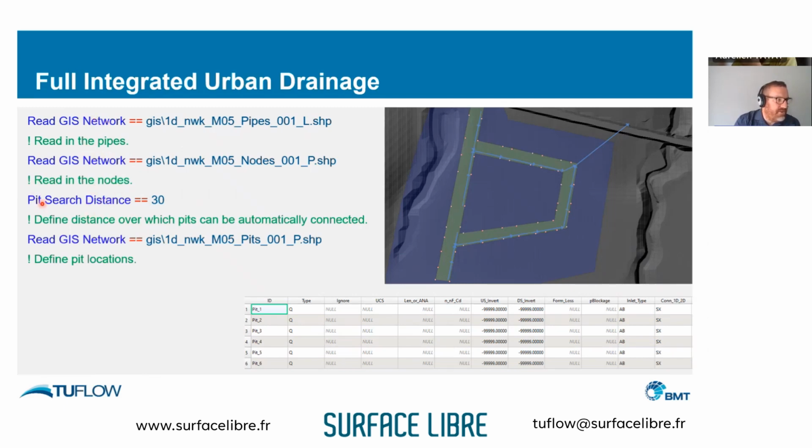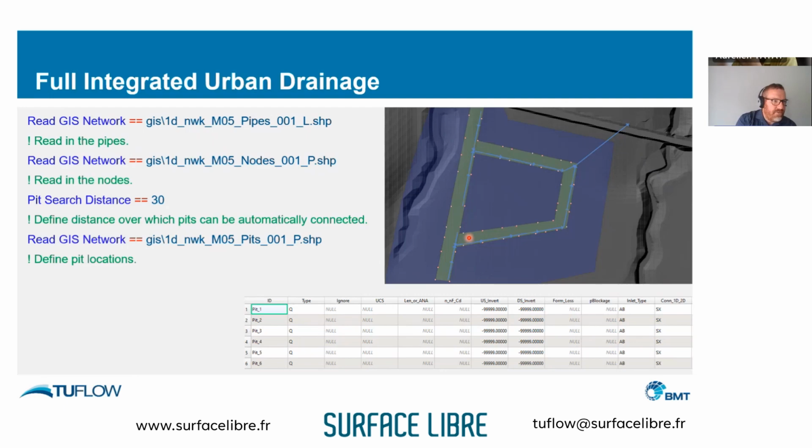I've got this pit search distance of 30 meters. I think the default's 10. And what that means is these virtual pit inlets, these inlets now, pits, because they're just a Q type, although they're not snapped to those nodes, TwoFlow will go away and say, right, okay, that's within my search distance of that node. We're going to automatically connect any flow that comes in through this point to the 1D subsurface network.